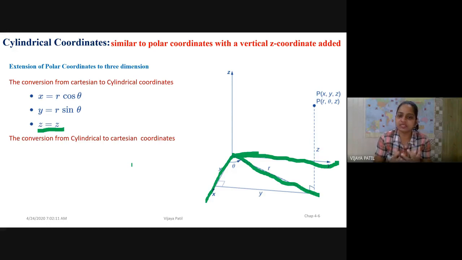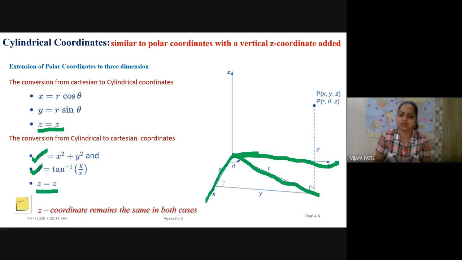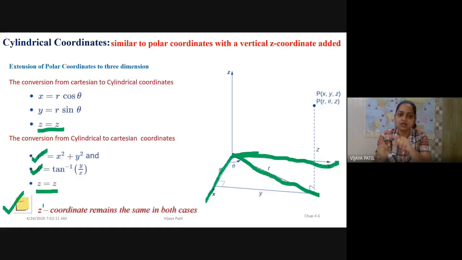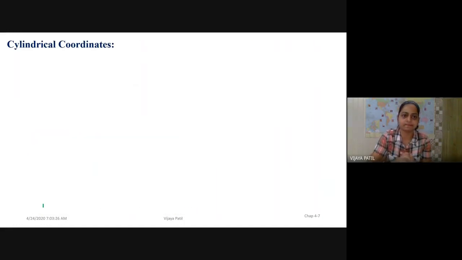Then the conversion from cylindrical to Cartesian coordinates will be the same as we have seen: r squared is x squared plus y squared, theta is tan inverse of y by x, and z equals z. One thing you need to remember here is that the z coordinate remains the same in both cases, whether going from Cartesian to cylindrical or back to Cartesian. It will not change. z will remain z.